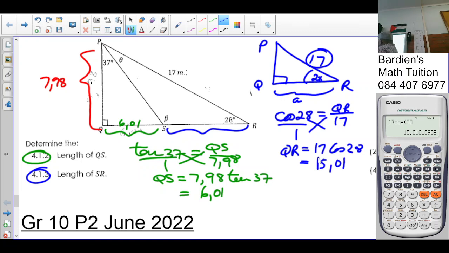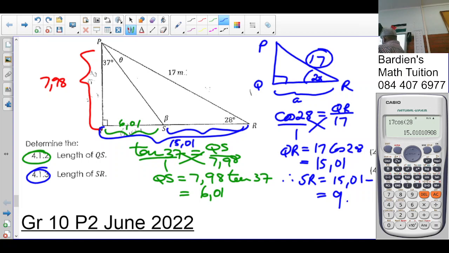But did we answer the question? No. So therefore, SR is equal to 15,01, which is this whole length here, minus 6,01. That gives an answer of 9, so 9 meters in this case. It's all meters. How do I know? Because that is given in meters.